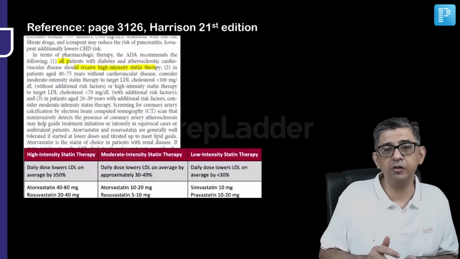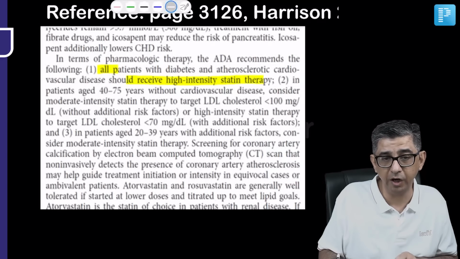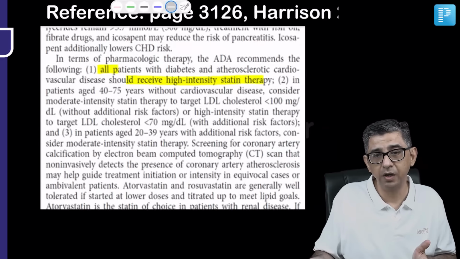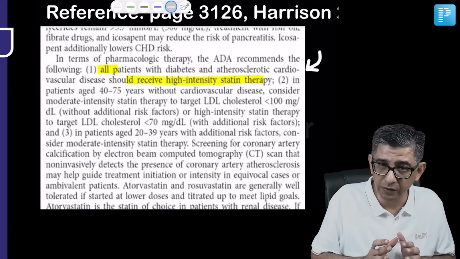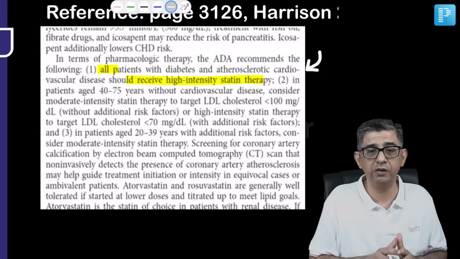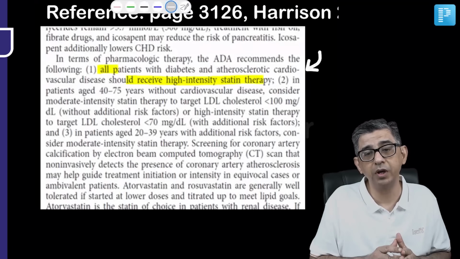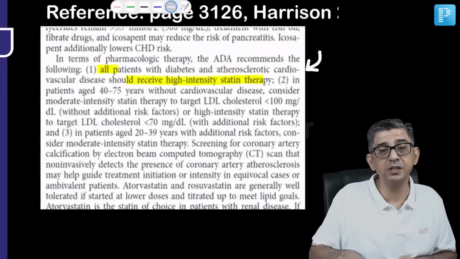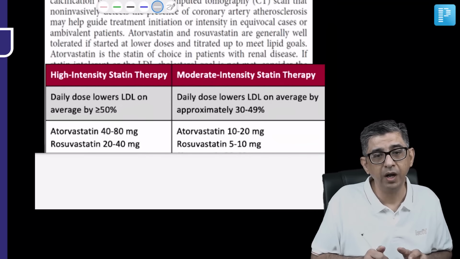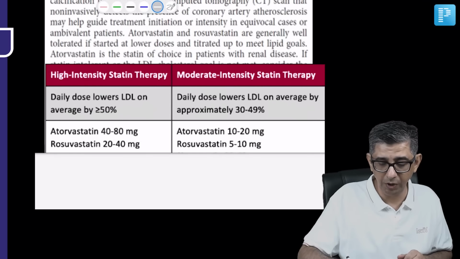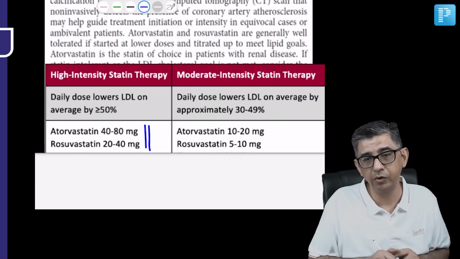Harrison says that apart from pharmacological therapy, all patients with diabetes and atherosclerotic risk factors, cardiovascular disease, remember he's hypertensive, he's having diabetes, so he's having atherosclerotic cardiovascular disease. He says all patients with diabetes and documented atherosclerotic cardiovascular disease should receive high intensity statin therapy. As far as high intensity statin is concerned, the objective would be to lower the LDL of the patient on a daily average by 50%, and it is a dosage of 40 to 80 mg for atorvastatin, and rosuvastatin would be 20 to 40 milligrams.